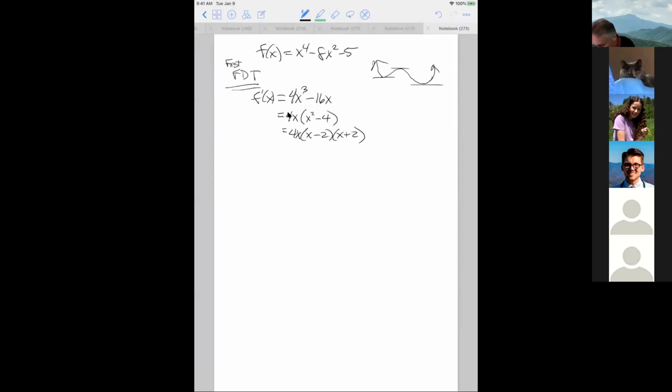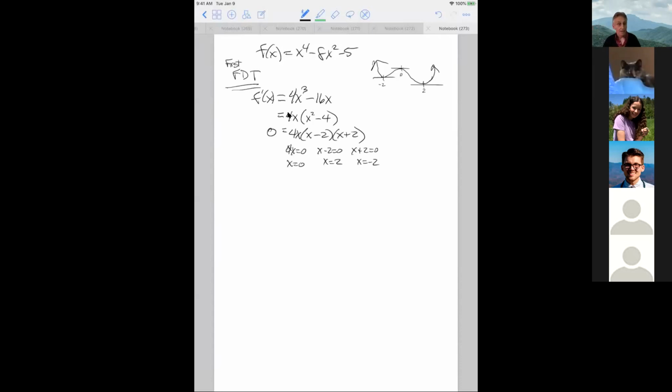So we've got the possibility of what is x equal to? If we set this equal to 0, then we've got 4x equals 0. That means x equals 0. We've got x minus 2 equals 0, which is x equals 2. We've got x plus 2 equals 0, which is x equals minus 2. So this would be minus 2. This would be 0. And this would be 2.